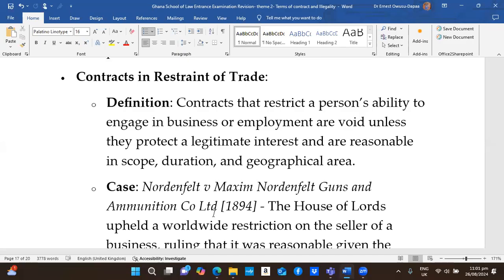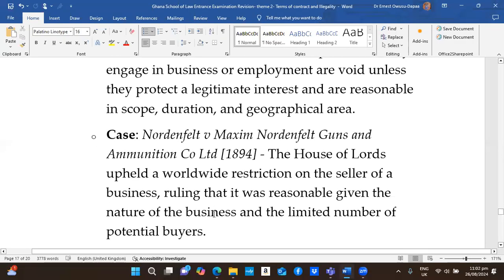The duration: the restriction must have a sunset clause. It must come to an end at a certain point. And if the duration is in excess of what is really required to protect your interests, that will also be struck down. And thirdly, the geographical scope of the restriction. For example, if you have placed a restriction that someone cannot do a particular business or particular work in the whole of Africa or the whole world, that may be struck down as being unreasonable and not actually advancing the legitimate interest of the person.